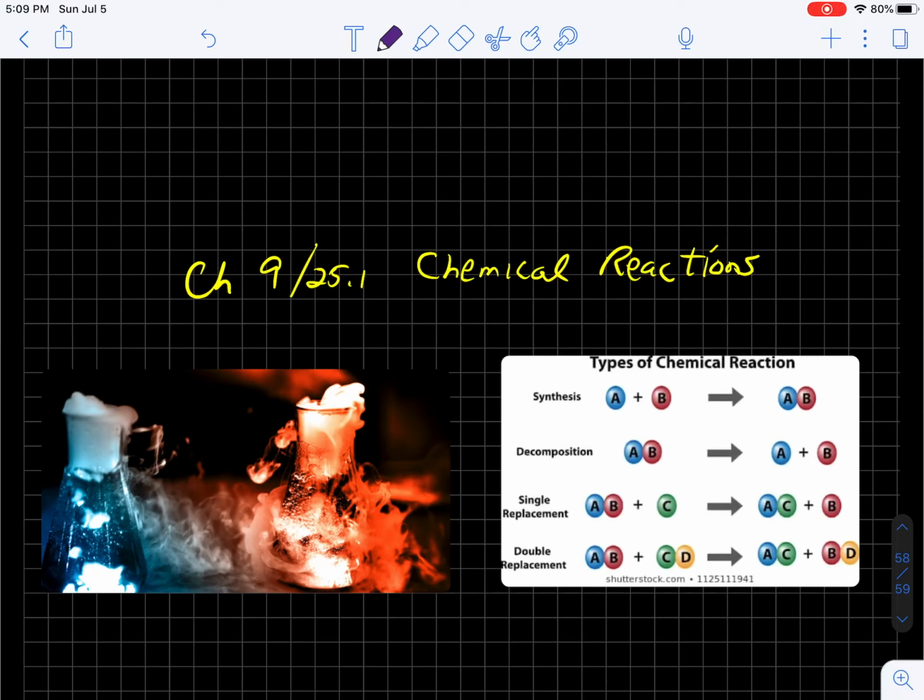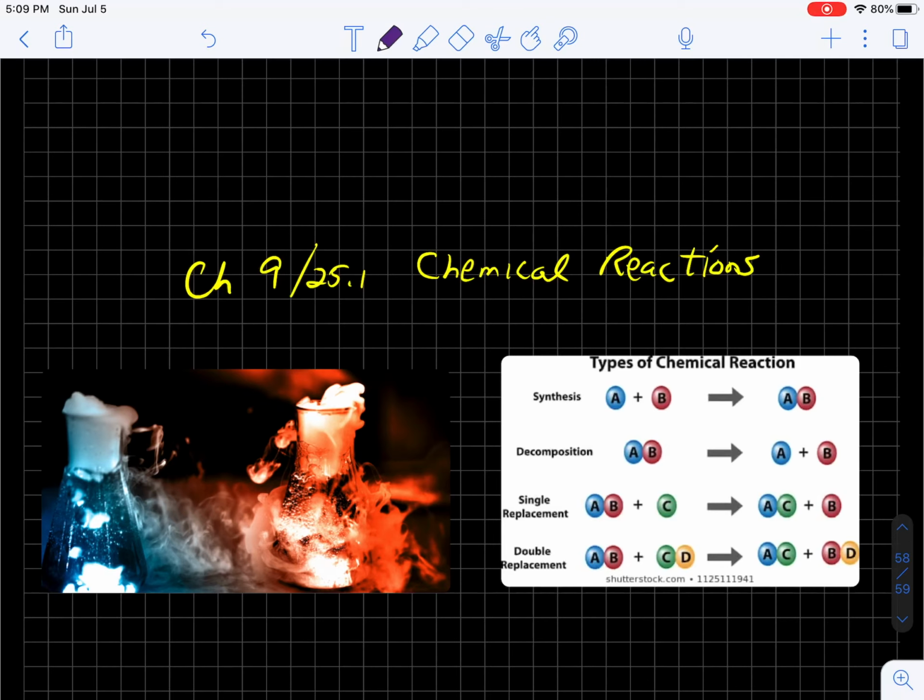So the first half of chapter 25 is a type of chemical reaction called redox, so we'll throw that in there. What is a chemical reaction? Good question. That is an awesome picture of a chemical reaction. But if that ever happened in my lab, I would just run out the door. That's crazy. Anyway, so what is a chemical reaction?